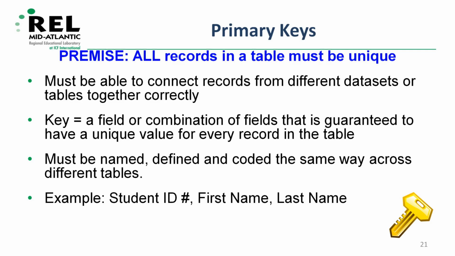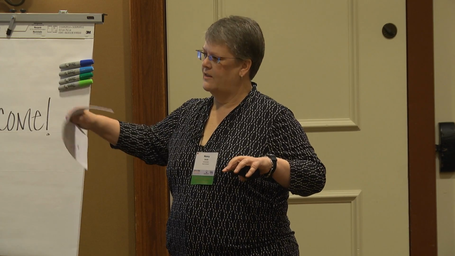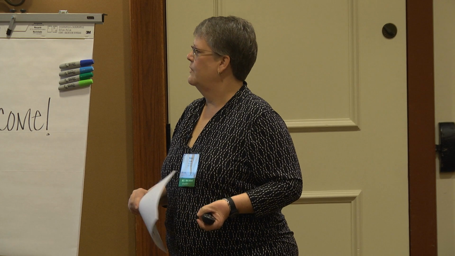The key is a field or a combination of fields that's unique for every record in the table. So even in those situations where you have 3 records for a student because of 3 different courses, somehow the primary key has to add another data element so that it is a unique record.